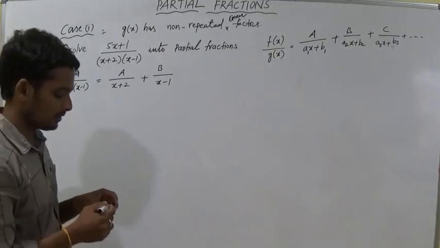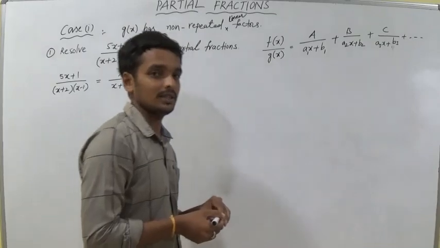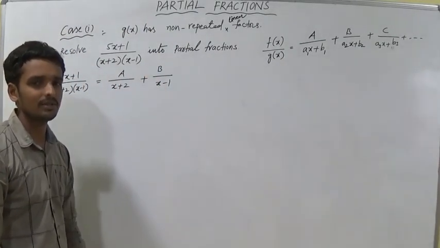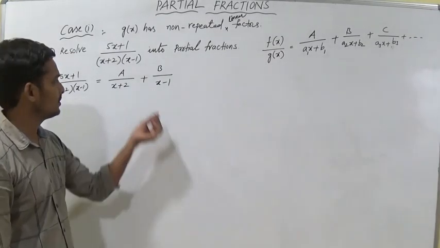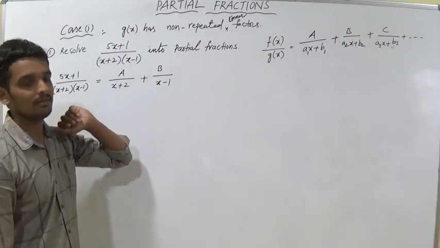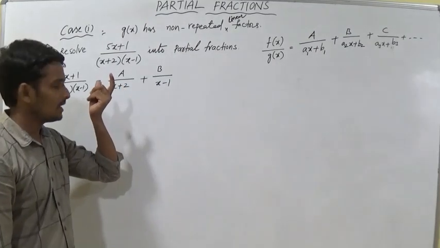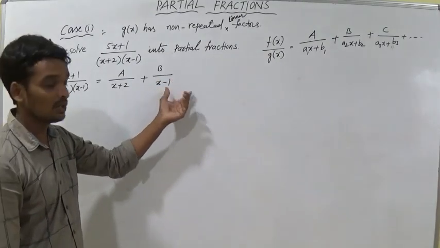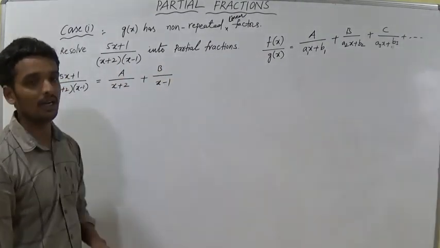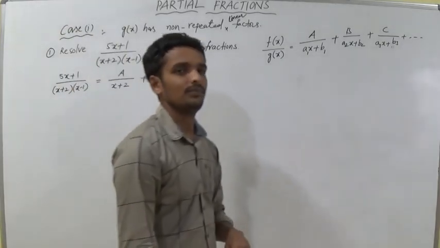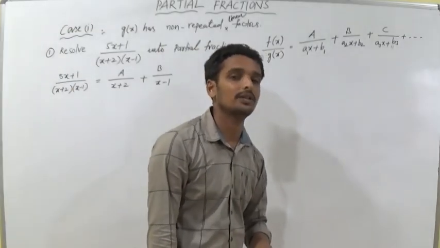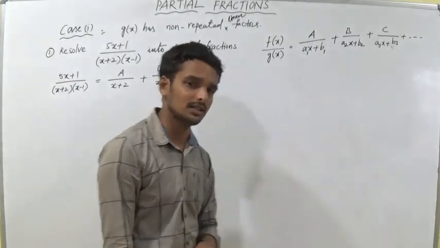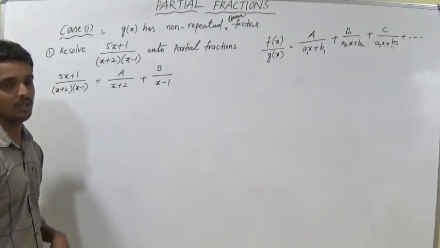So I think you have a doubt in your mind. What are A, B, C, sir? These are real numbers. We have to get the values of A and B. The denominators are fixed. x+2 is the denominator of the first partial fraction. x-1 is the denominator of the second partial fraction. A and B are the variables. These are real numbers, either rational or irrational. Our ultimate target is to find the values of A and B.